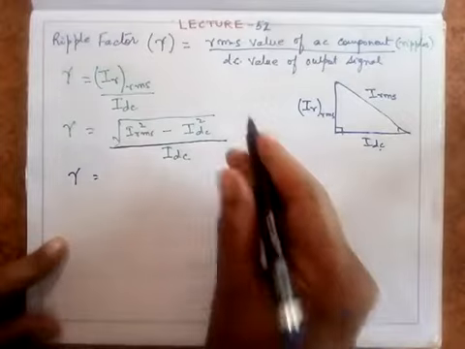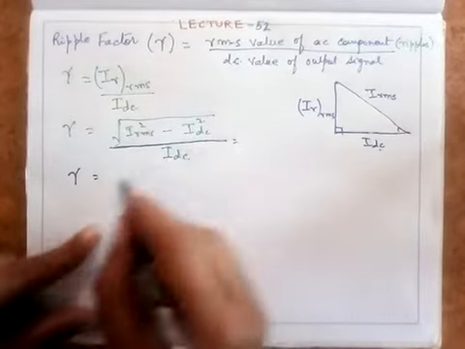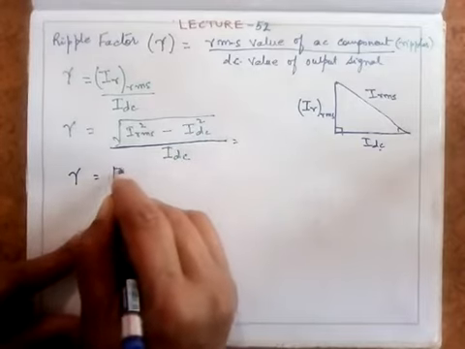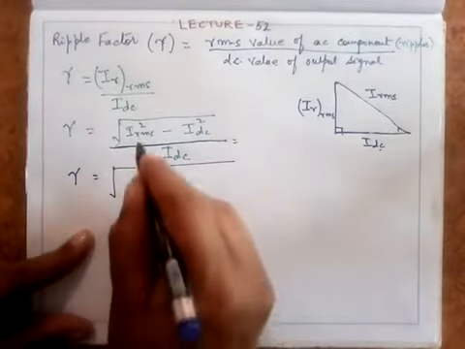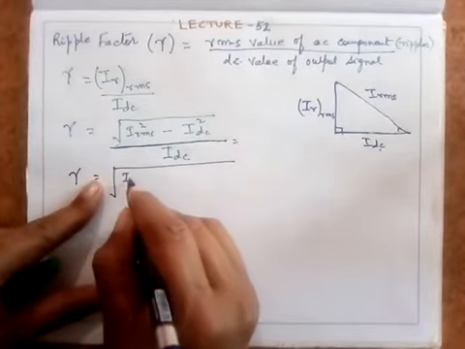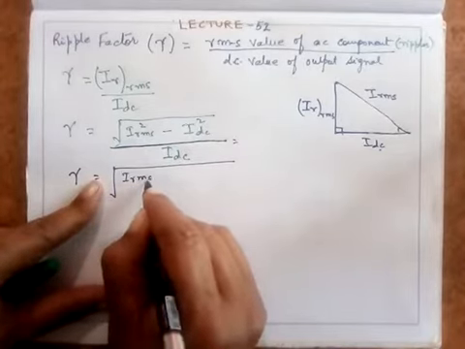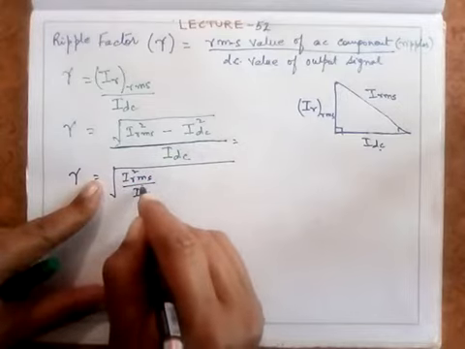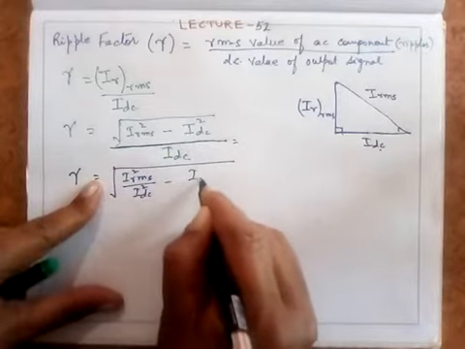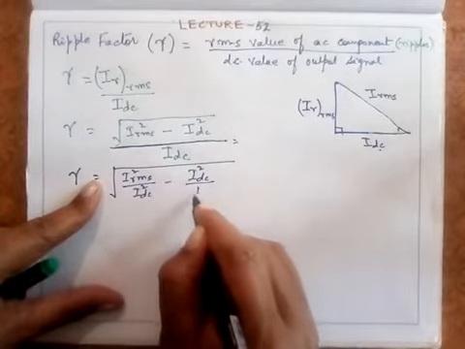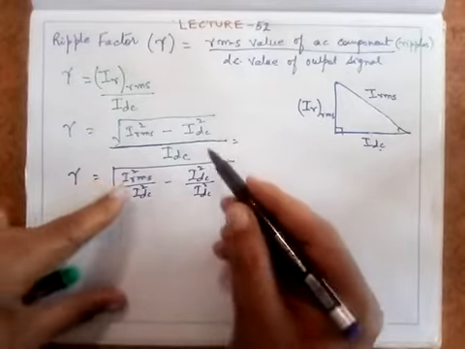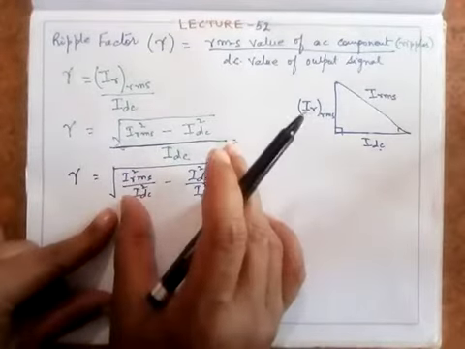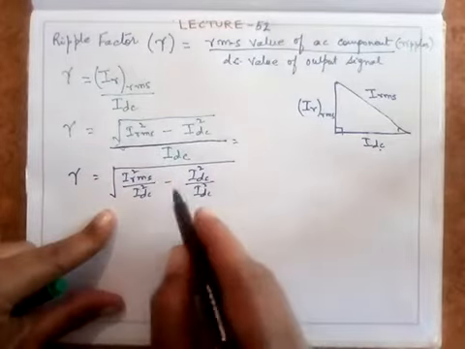Now I do some simple mathematical manipulations. This gamma is equal to, I bring this inside this under root, so gamma is equal to under root of IRMS square upon IDC square minus IDC square upon IDC square. All I have done is bring this IDC inside the under root, so it will be IDC upon this factor, of course. So this factor is 1.